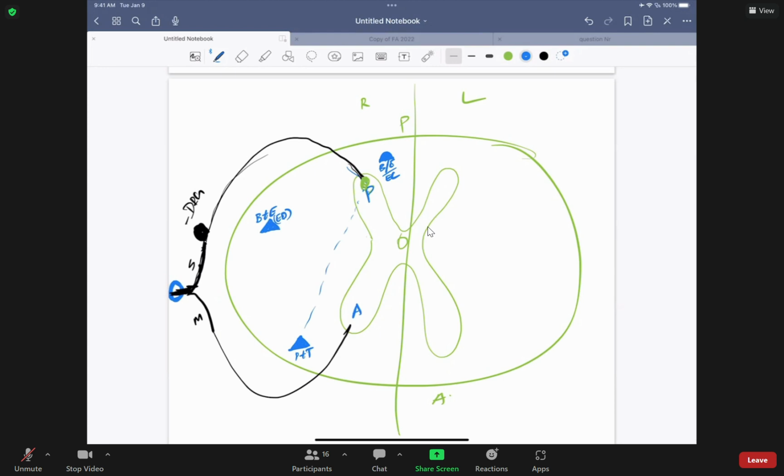The one I show you is a schematic diagram. That's not the right one. Why do we call it dorsal root ganglia? Because it's in the dorsal root. Okay.